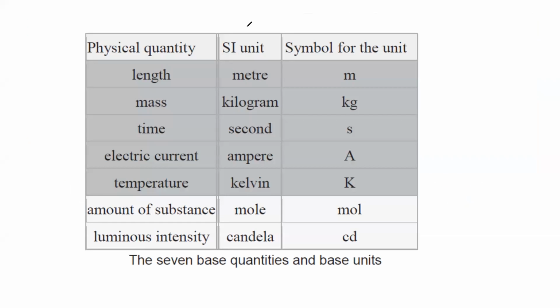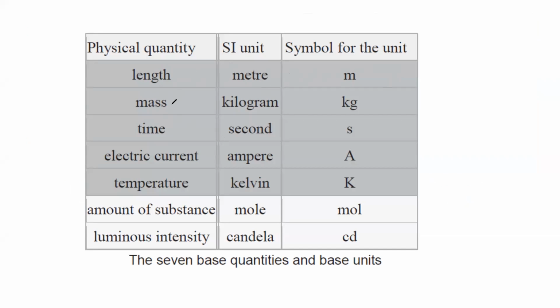Physical quantities, the quantities which we can measure, refer to physical quantities. So we have the base quantities or fundamental quantities with their base units. Length is a physical quantity and the unit of the length is meter, and it can be symbolically represented by small m.